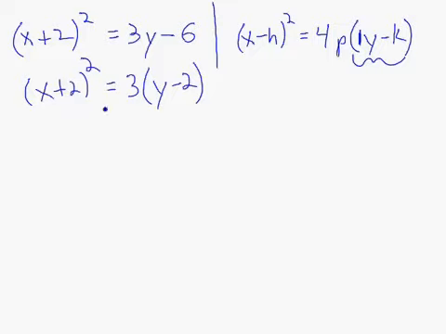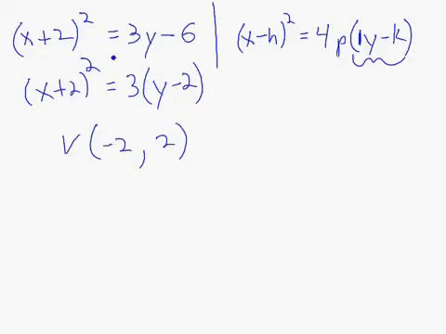And now the equation's more or less in standard form. We can just identify the vertex. You can think of this as x minus a negative 2, so h must be negative 2. And this is y minus 2, y minus k, so k must be 2. So the vertex is (−2, 2).